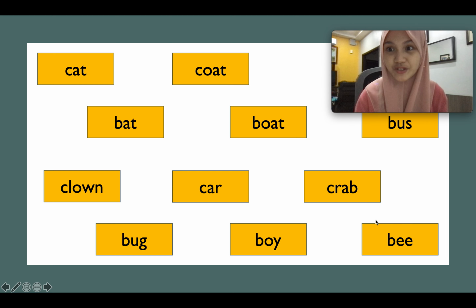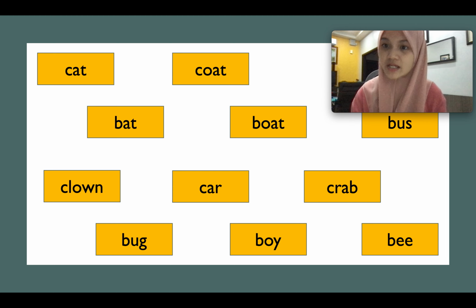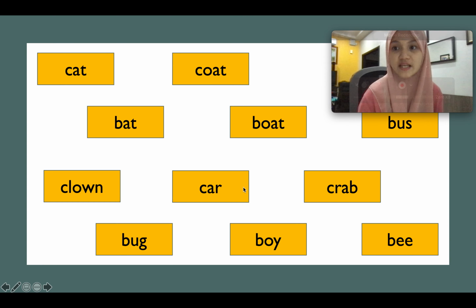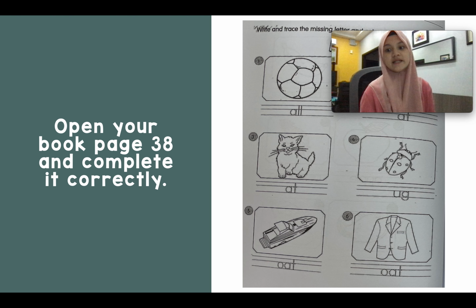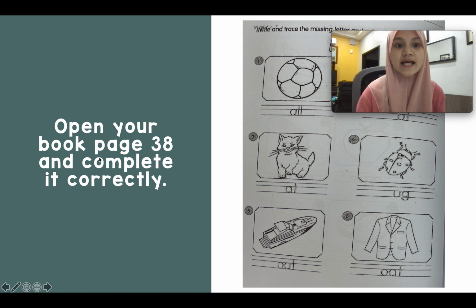So I want you to send your video pronouncing these words to me. Okay, and lastly, I need you to open your book page 38 and complete it by writing the letter. For example, this one is a ball. So write down the letter B and then trace the letters A, L, L. Okay, repeat it from number 1 to number 6.